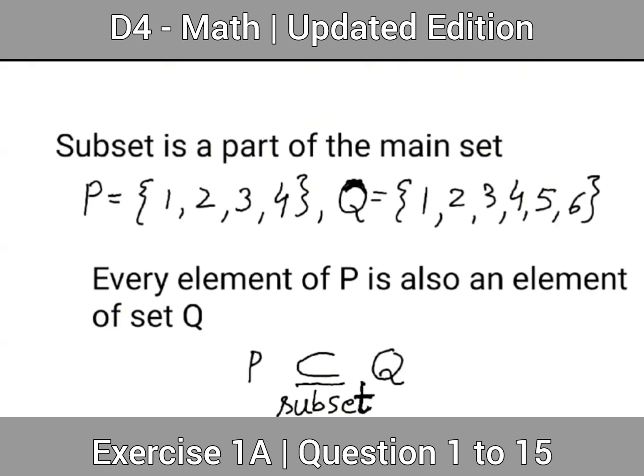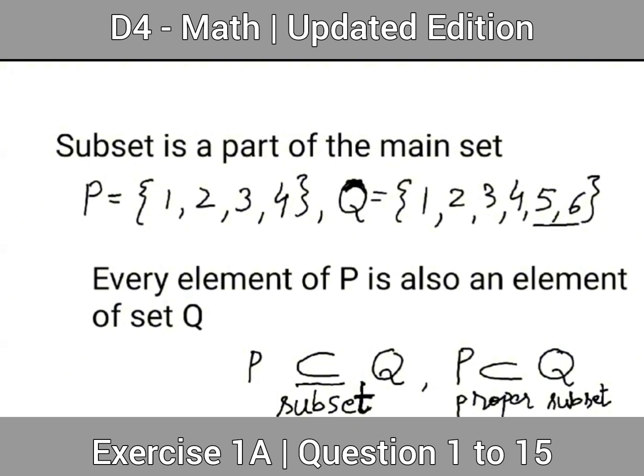But we can see another different thing in these two sets. There are two elements, 5 and 6, in set Q which are not present in set P. So how could we explain this scenario in mathematics? In mathematical terms, we can say that P is a proper subset of Q, because every element of P is also an element of Q. But for a proper subset, there is at least one element in Q which is not present in P. Then we call it P is a proper subset of Q.